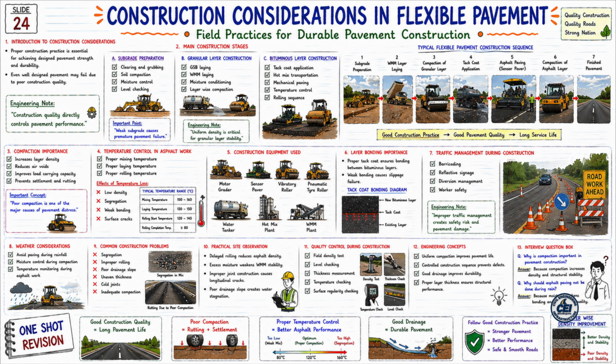Practical site observation. Delayed rolling reduces asphalt density. Excess moisture weakens WMM stability. Improper joint construction causes longitudinal cracks. Poor drainage slope creates water stagnation. And these issues are most commonly seen in site execution. Now let us look at the 11th topic.